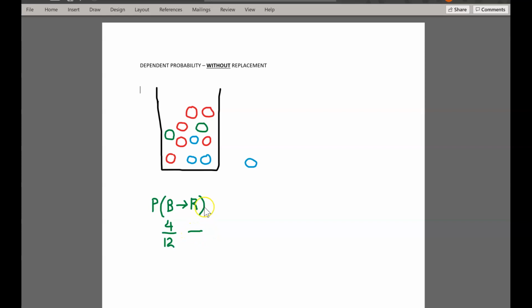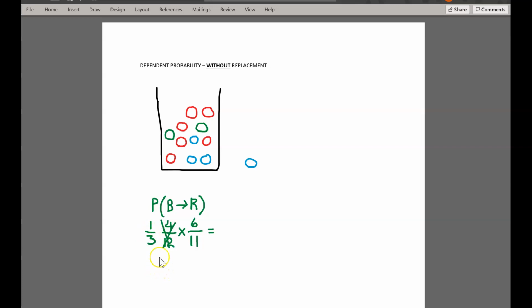Well, how many marbles are actually in the bucket now? 1, 2, 3, 4, 5, 6, 7, 8, 9, 10, 11. Because this blue marble is on the outside, there's only 11 marbles left. How many of them are red? 6. Now that we have our two probabilities, because this is compound, we're going to multiply them together. Well, let's see if we can simplify first. What can 4 over 12 simplify to? That's going to simplify down to 1/3.